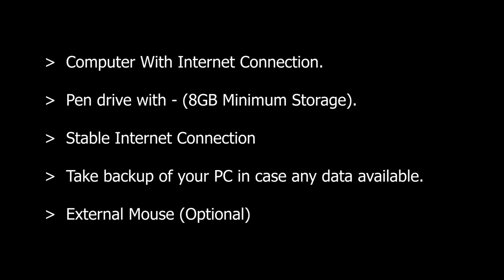The second one, a pen drive with at least 8 GB of storage for creating a bootable media, and a reliable internet connection to download Windows 11 and updates while installing, and backup your important files and data to avoid data loss while you are installing Windows. So before starting installation, backup your important files using external drive or a cloud storage. This ensures your data is safe in case anything goes wrong.